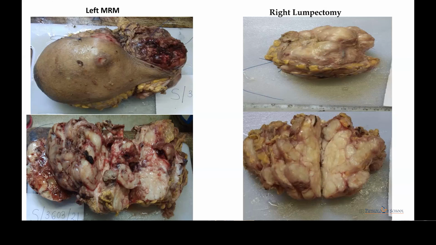We received specimen of left MRM and right lumpectomy. The left MRM specimen measured 32 by 20 by 15 centimeter. The skin showed an ulceration. On cut section, the tumor showed a variegated appearance, grayish white solid areas with areas of hemorrhage and necrosis. Right lumpectomy measured 15 by 10 by 5 centimeter. Cut section, it was solid gray white.